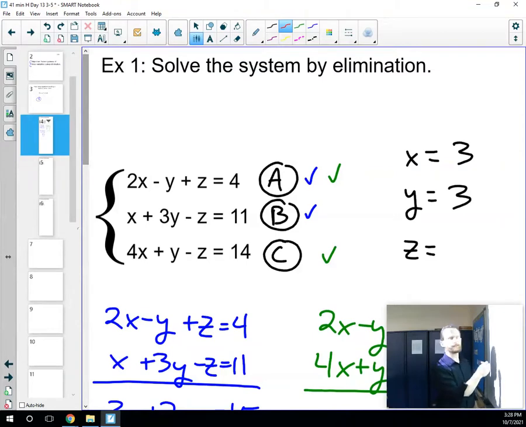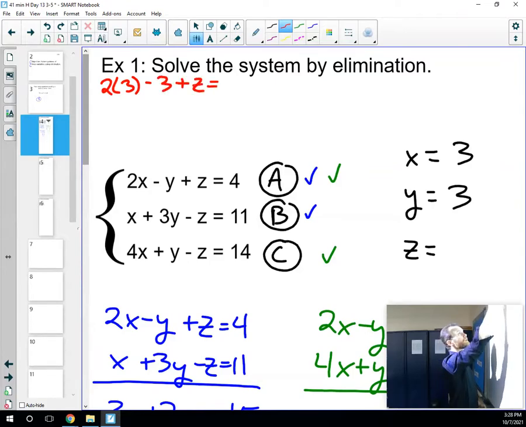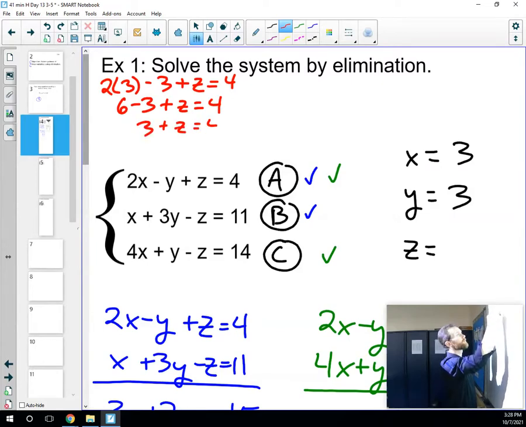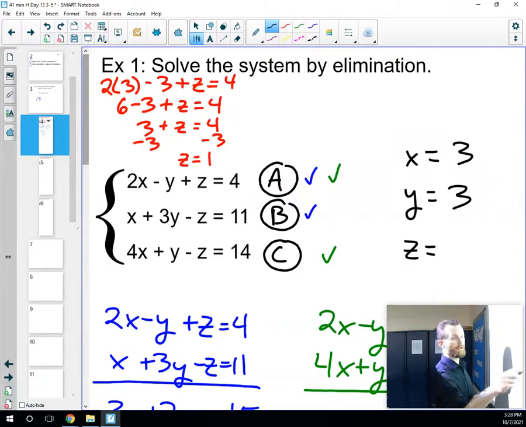So it becomes 2x, that's 2 times 3, minus y, that's minus 3, plus z, that's our one remaining unknown, equals 4. And we just solve. 2 times 3 is 6, minus 3 plus z equals 4. Then 6 minus 3 is 3 plus z equals 4. Take away 3 on both sides, and we get z equals 1. And that's our answer.